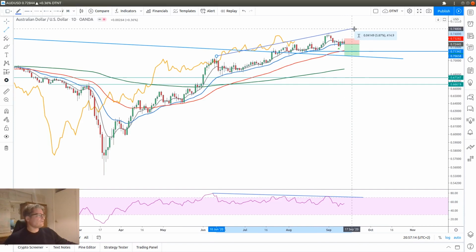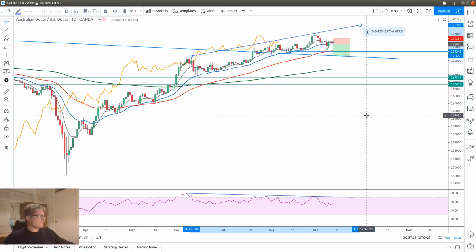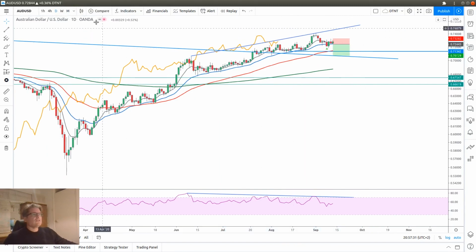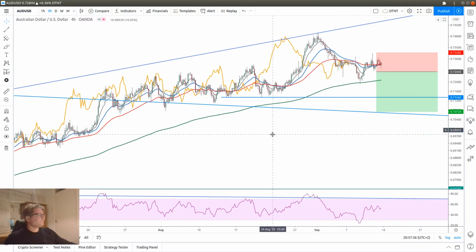So here it's going down, and here the higher highs are going higher. That's why they are called higher highs, of course. So here we're making higher highs, and on the RSI we're making lower highs. This tells me that the strength of this trend is fading a little bit. So I'm going to trade this to the downside, fading this trend. So let's go to the 4 hour.